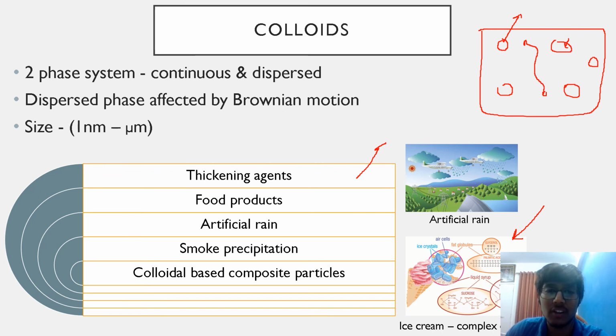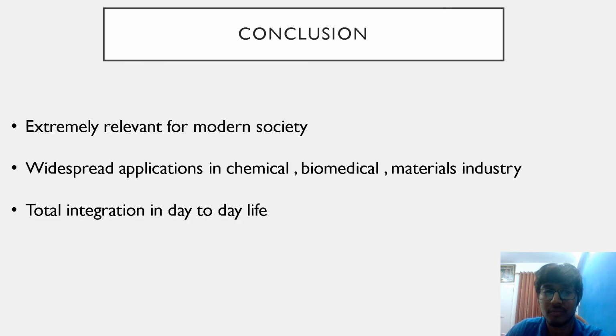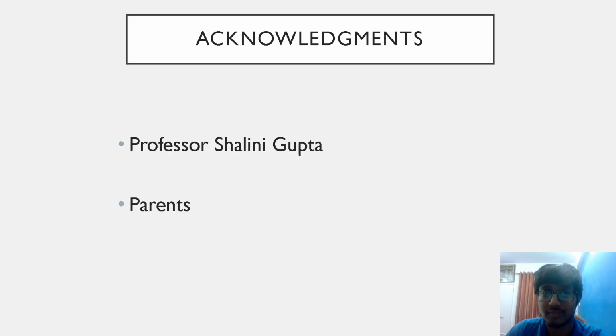Recently, colloidal-based nanoparticles were used in the fabrication of colloidal crystal arrays, holospheres, superhydrophobic surfaces, filler carriers, and smart nanomaterials. Okay, finally, there are many more types of soft matter with a vast variety of uses in the chemical, biomedical, and materials industry. Okay, and they are highly relevant in today's society and have been totally integrated in our day-to-day lives.